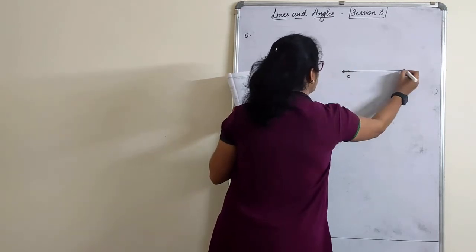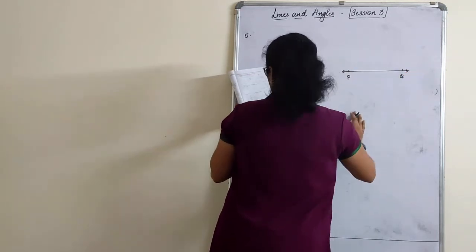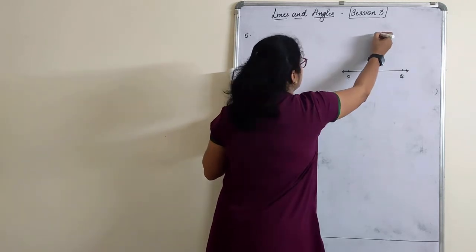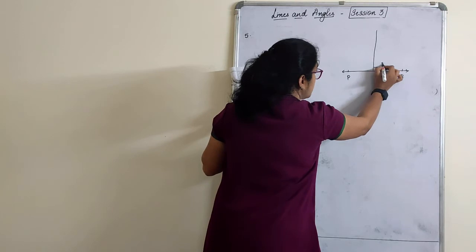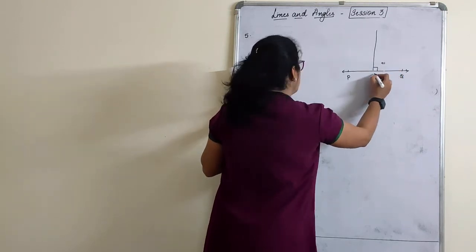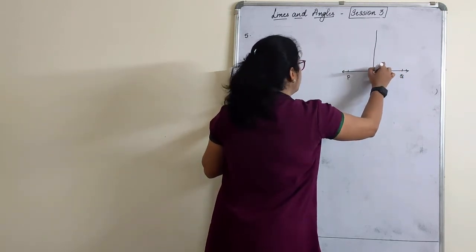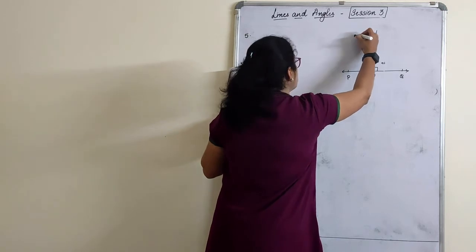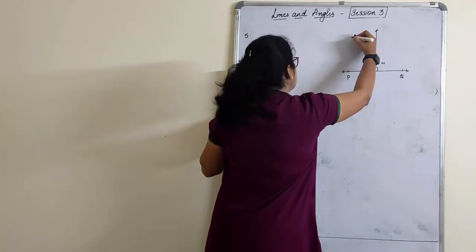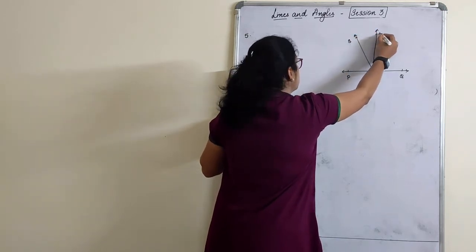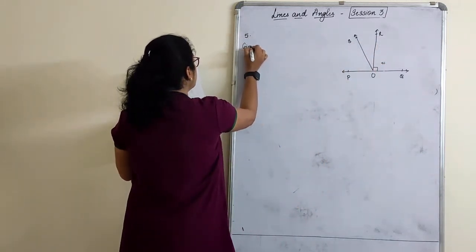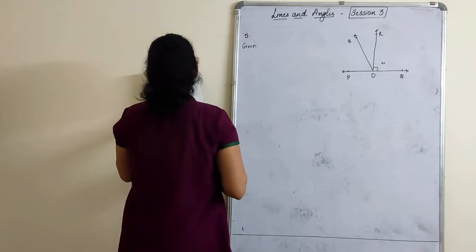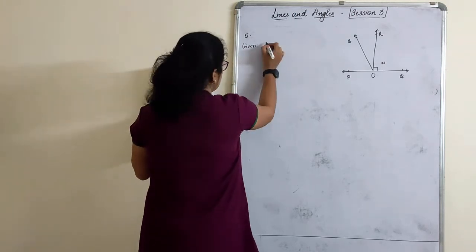PQ is a line. So, we have a ray standing. Again children, if this is given, it is understood that it is 90. So this is O and there is one more ray which is S and this is R. So let me write first given. What they have given? POQ is a line.